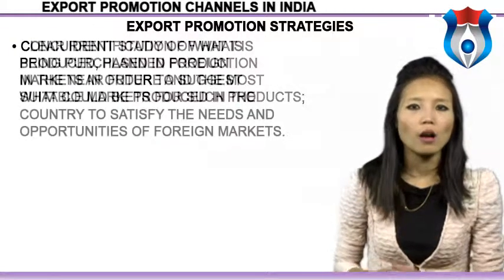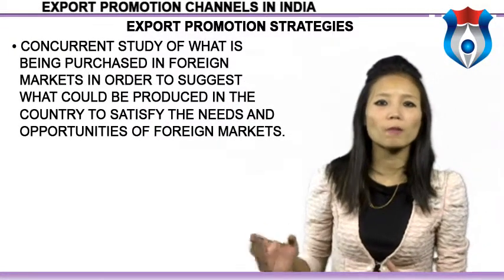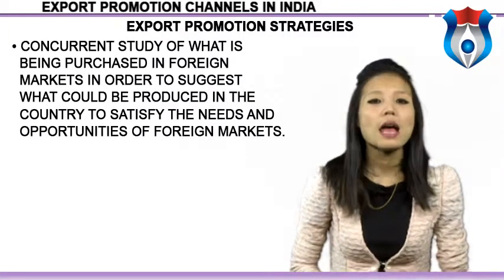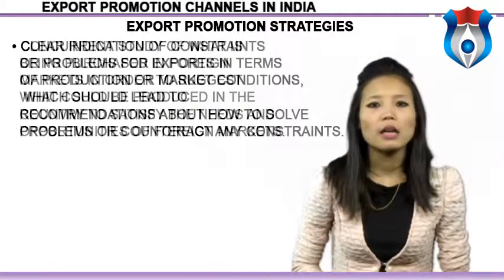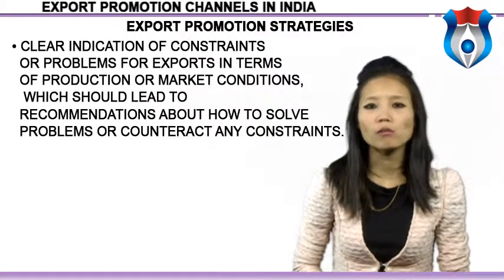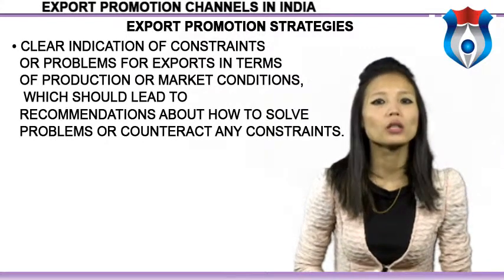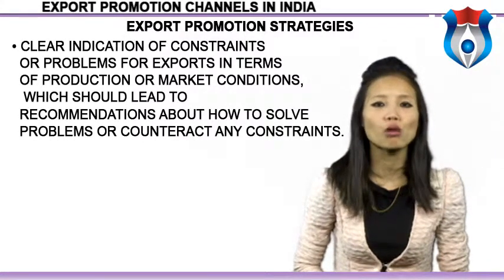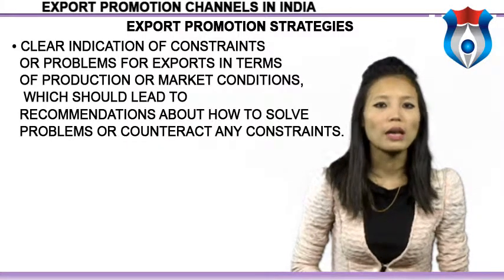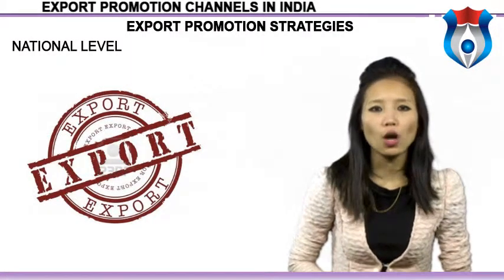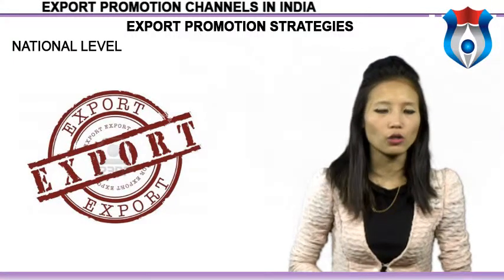concurrent study of what is being purchased in foreign markets in order to suggest what could be produced in the country to satisfy the needs and opportunities of foreign markets, clear indication of constraints or problems for exports in terms of production or market condition, which should lead to recommendation about how to solve problems or counteract any constraints. National level. The government sets the overall economic direction and trade development strategy.